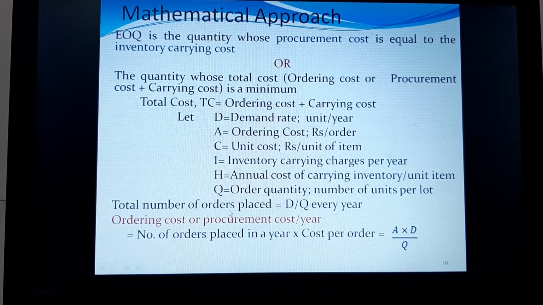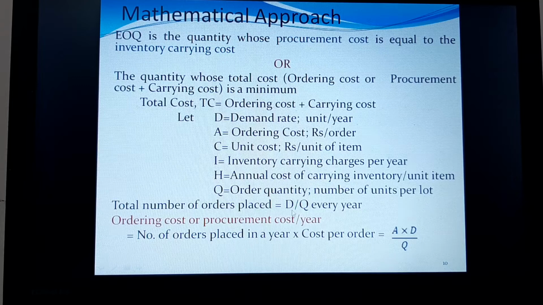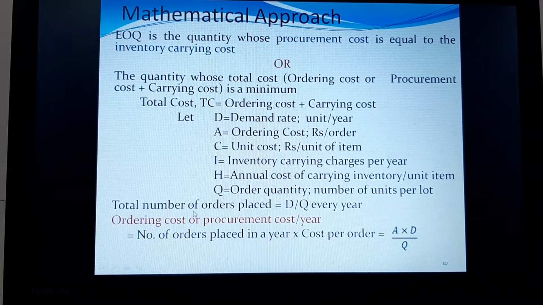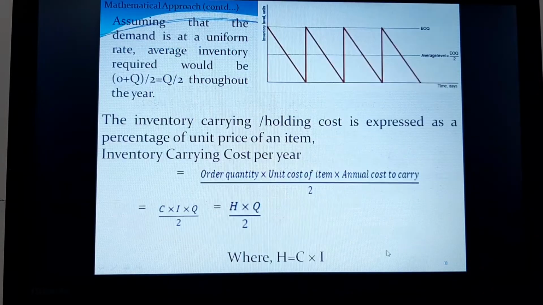The total number of orders placed every year depends on D per Q, that is, the total demand rate divided by the order quantity. So the ordering or procuring cost per year will be equal to the number of orders placed per year into the cost per order. That means the ordering cost is A into the number of orders placed, that is D by Q. That is how we get A into D by Q.